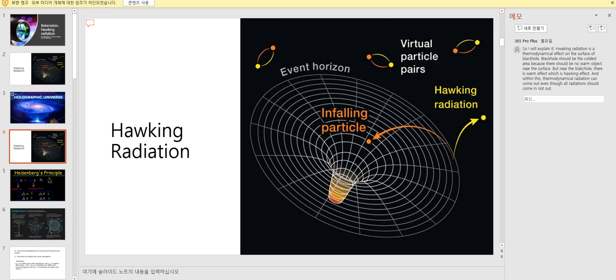Hawking radiation is the thermodynamic effect on the surface of a black hole. A black hole should be the coldest area because there should be no warm object near the surface, but near the black hole there is a warm effect, which is the Hawking effect. And within this, thermodynamic radiation can come out even though all radiation should come in, not out.